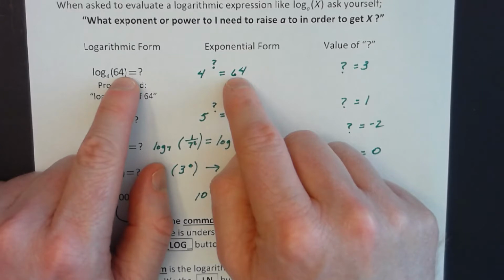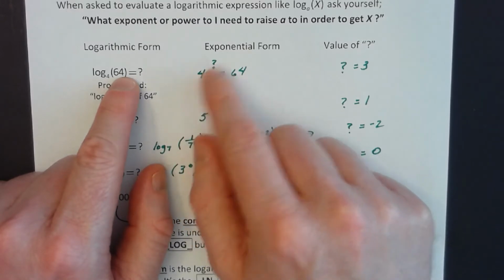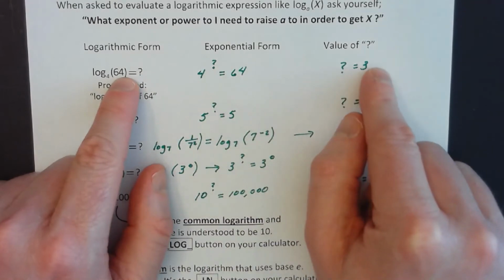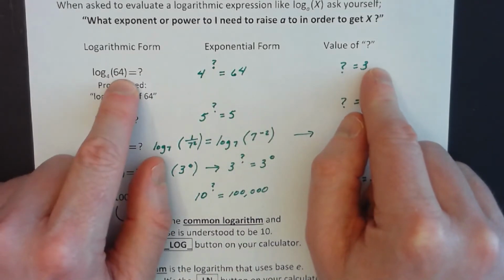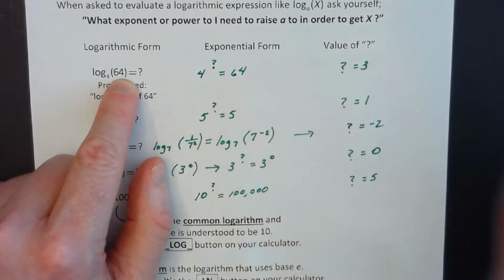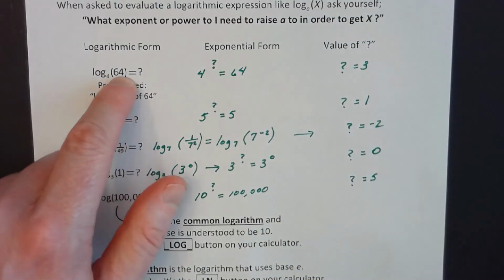I could multiply 4 by itself 3 times and get 64. That's why I said, well, this question mark over here is 3. What is the log base 4 of 64? It's 3, because 4 to the third power is going to be 64.